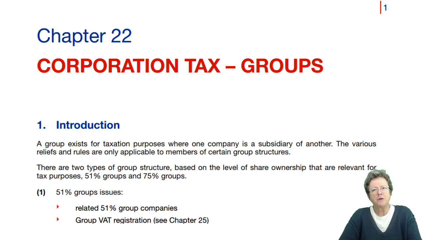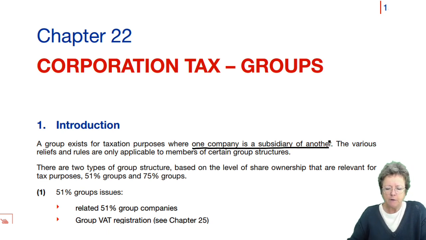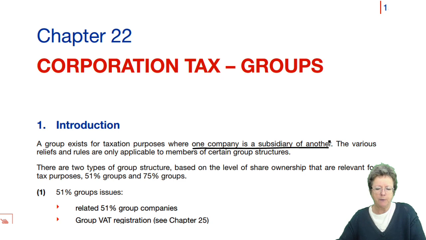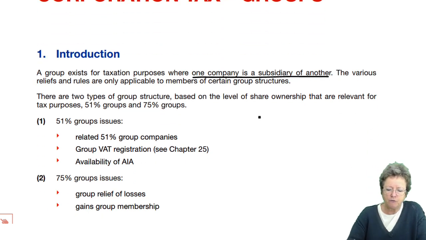This chapter deals with groups. So, a group exists for tax purposes where one company is a subsidiary of another. Various rules and reliefs are only applicable to members of certain group structures. So we're going to have lots of rules here.